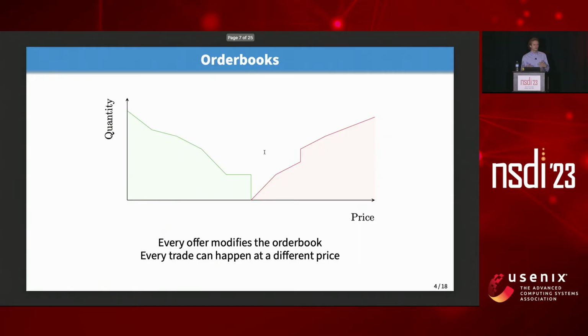So how does this work? Well, if you've ever traded on an exchange, you've seen a graph like this. This is an order book. Typically, the exchange will maintain a list of offers to buy and sell an asset. And when I send an offer to the exchange, either it gets added to the books, or it gets matched with and consumes an offer already on the books. This means that every order modifies the order book, and every trade can happen at a slightly different price. This is the root of all of our problems.